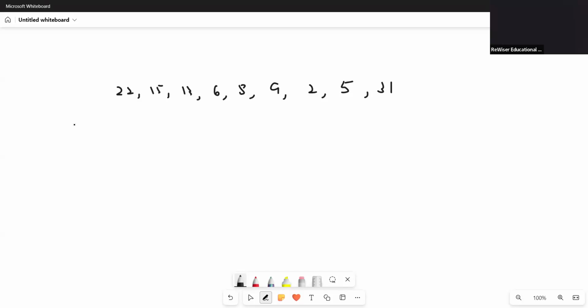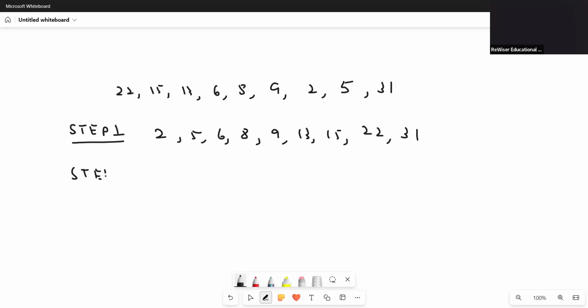As I said, step 1 will always be to put it into ascending order. So we'll start from the smallest one, which is 2. After 2, the next one we can see here is 5. Then we have 6, then 8, then 9, 13, 15, 22, and the largest one is 31. So step 2 is to count the number of data that we have.